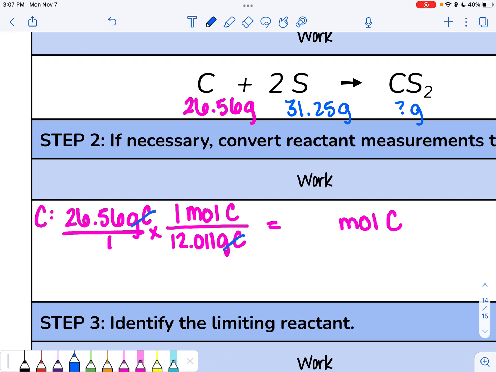If we double check that our units are going to cancel out, grams cancel with grams, I'm left with moles of carbon, which is exactly what I wanted. I plug this into my calculator, and you end up with 2.2113 moles of carbon.